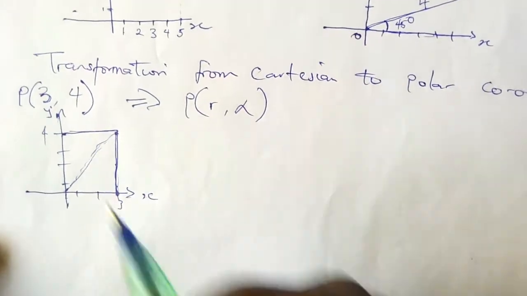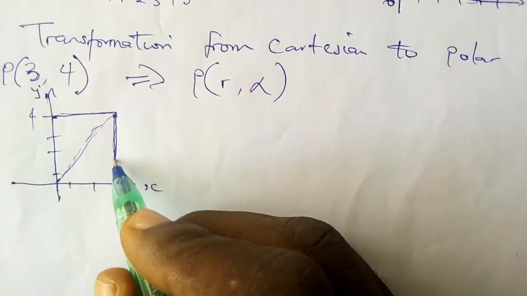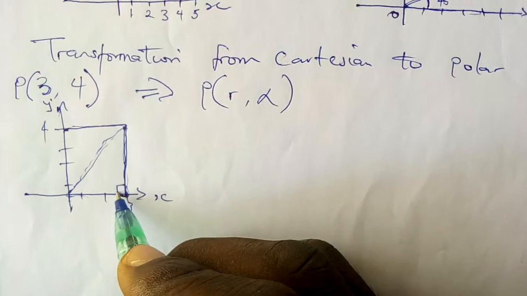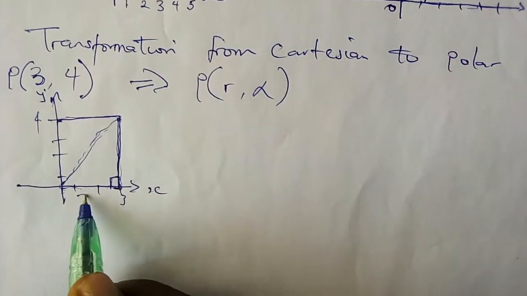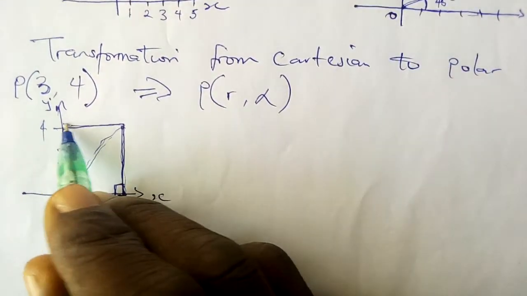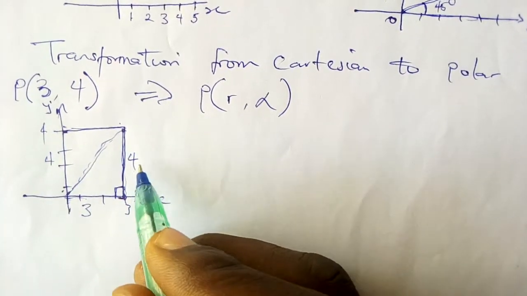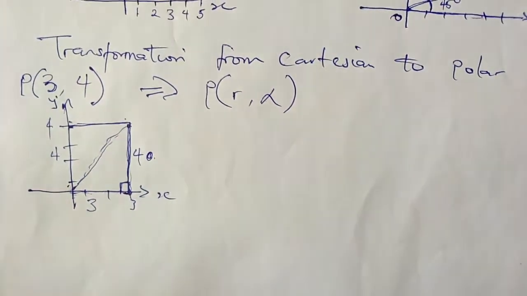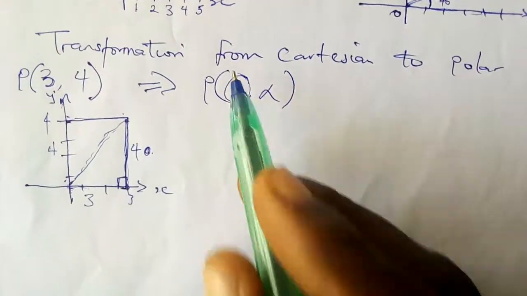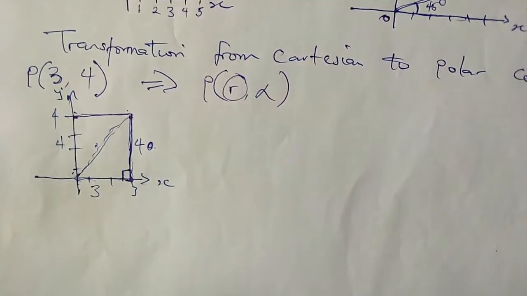Now if we do it like this, this is the triangle we'll be working with. From here to here is 3, and then from here to here is 4. So if this place is 4, that means this place is also 4. Now if you want to get the r, how do we get that?